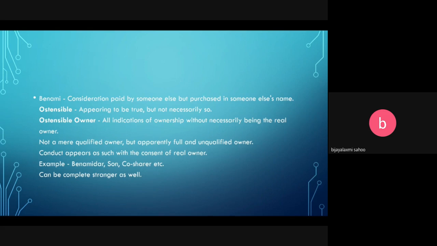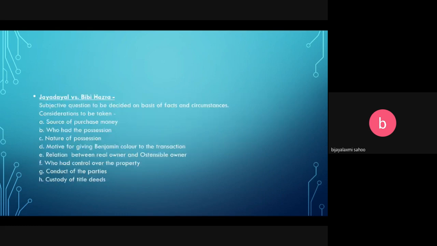So putting things simply, you will have to remember that an ostensible owner is a person who is not a real owner. He might be a real owner, he might not be, but he appears as a real owner. If from the face of it he appears to be a real owner, then it is sufficient to establish him as an ostensible owner. He can be a complete stranger, but if he is empowered by the real owner to act as an owner and the world thinks him to be the real owner, then he can still be an ostensible owner.